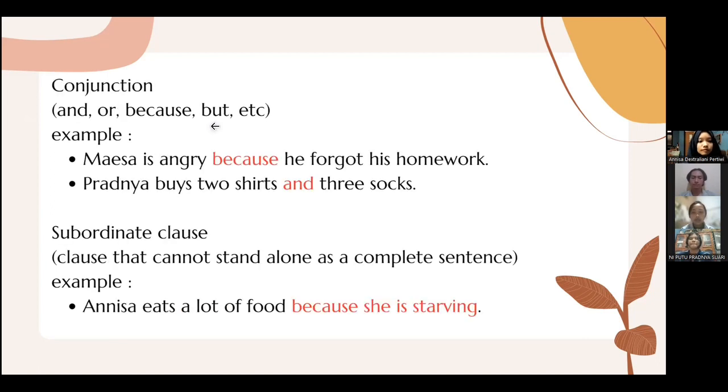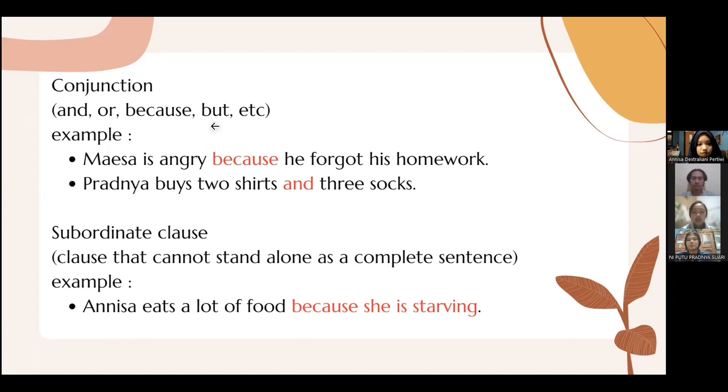Next slide. So the last one is conjunction. A conjunction is a word that connects clauses or phrases in a sentence, such as but, because, and, or, etc. The example is, "Maisa is angry because he forgot his homework." The word because is a conjunction.